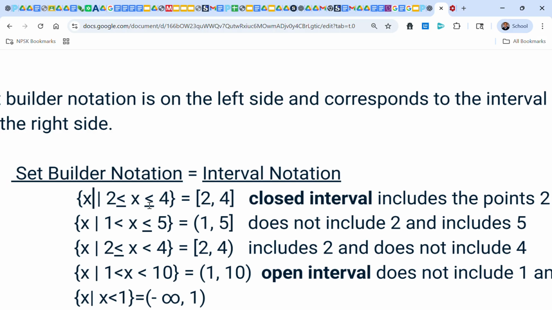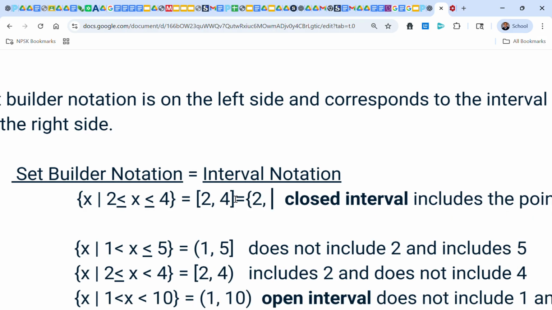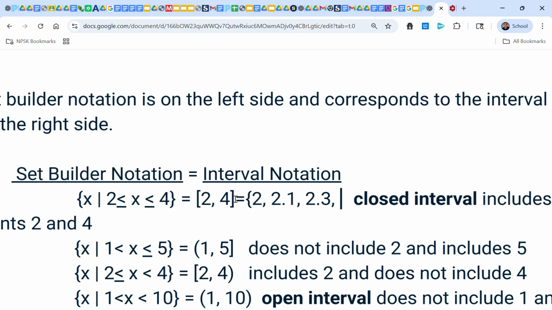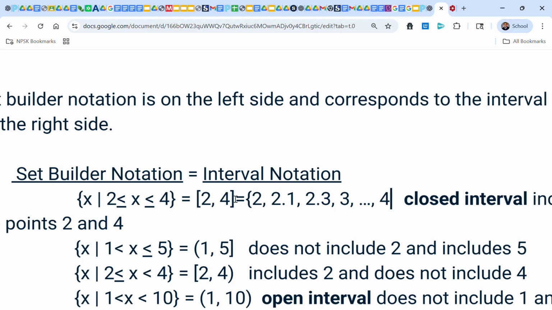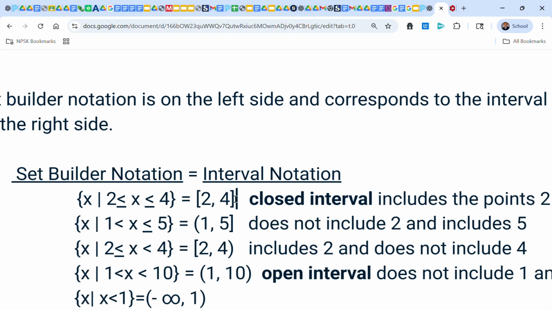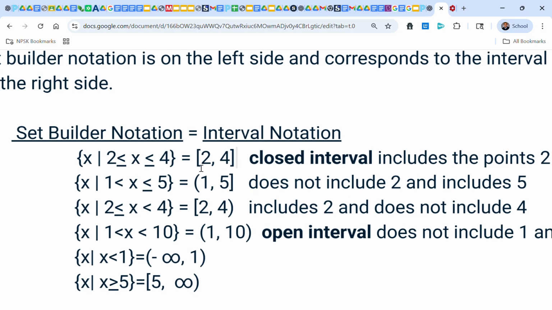It's all values, so 2.5 lies within this. So we know 2 is in there. We know 2.1 is in there. We know 2.3 is in there. We know 3 is in there. We know all of these values are in there, and it goes all the way up to 4. So this is the set of all real numbers between 2 and 4, and it's inclusive of those values 2 and 4. So whenever you have this closed bracket on both sides, this is called a closed interval. We'll get to open intervals in a second.